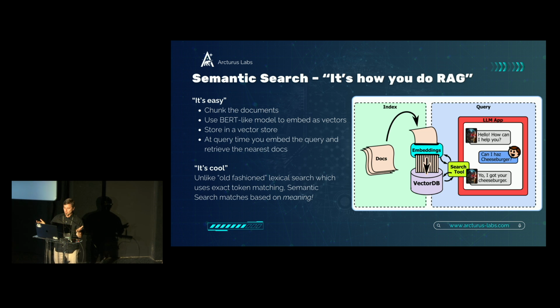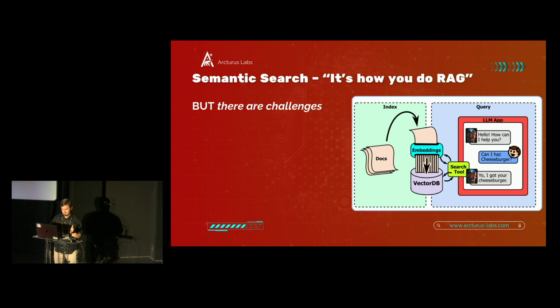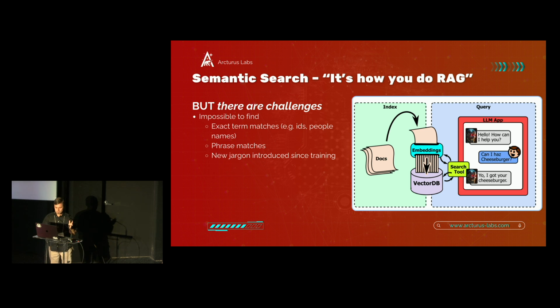This is, and it's cool. Unlike old-fashioned lexical search, we're matching on meaning. And there is some truth to this. Semantic search has some really cool qualities, but it also comes with some challenges. So, for example, it's impossible to find certain types of things in semantic search. Semantic search is great for looking for meanings, but if your meanings are not something that is easily encoded in the vector model that you're using, then you're looking at retraining the model.